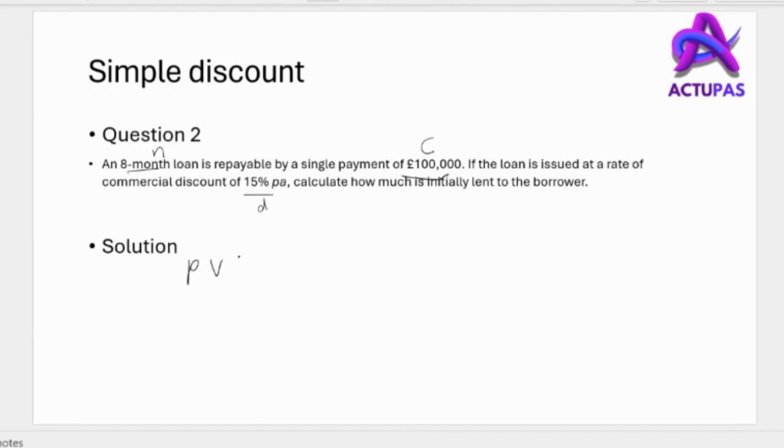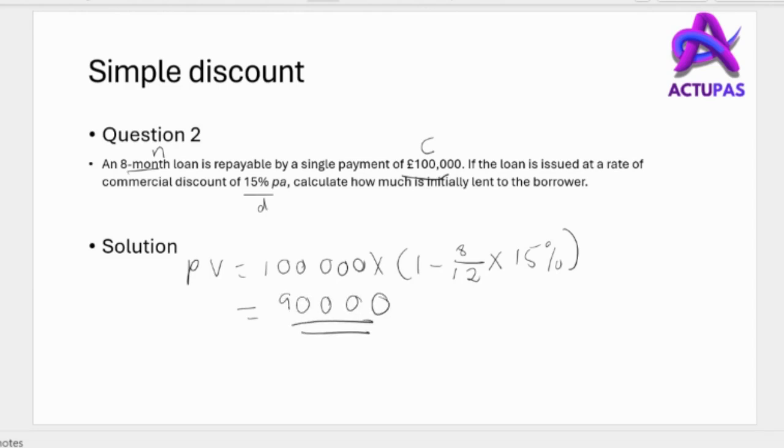So the present value is equal to C, 100,000, times (1 minus n). It's 8 months, so we have to convert it to years. To convert months to years, we divide by 12, times the discount rate 15%. And from the calculator, 100,000 times (1 minus 8 over 12 times 15%) is 90,000. This is how easy it is.